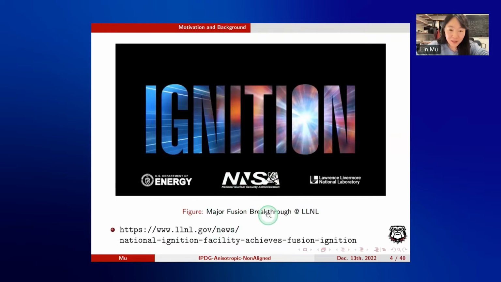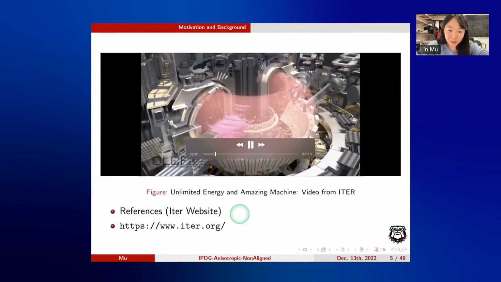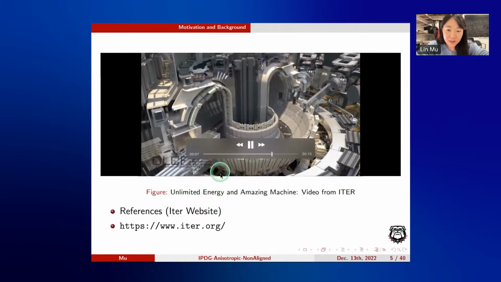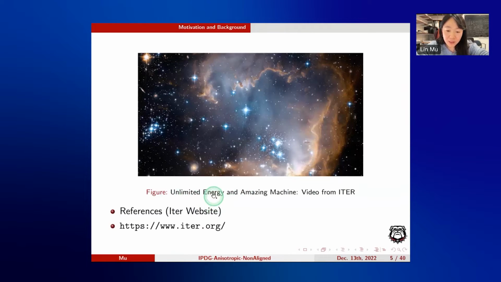This was achieved for the first time, a net energy gain from fusion energy, by the NIF facility at the Lawrence Livermore National Lab. For our project, we also talk about fusion energy. We talk about the tokamak device. This is a device that uses fusion energy to generate unlimited energy. I took the video from the ITER website.